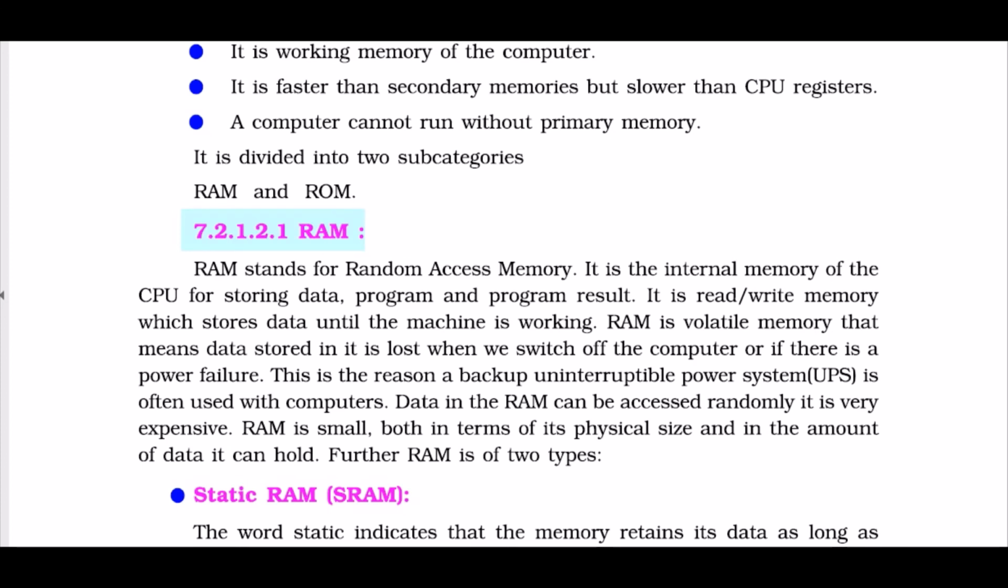RAM basically is random access memory. Very important: what is the full form of RAM? Random access memory. It is the internal memory of the CPU for storing data, programs and program results. It is read-write memory. It stores internal data. RAM is volatile memory. And what is volatile? Unstable. That means data stored in it is lost when the power is switched off.